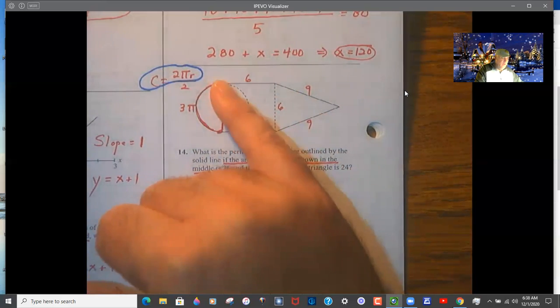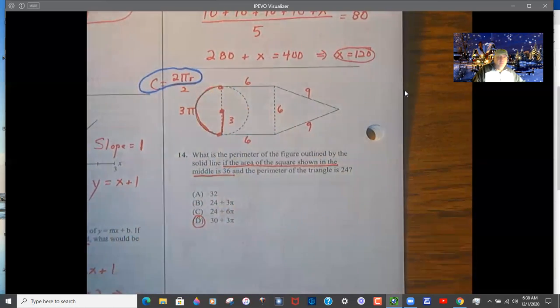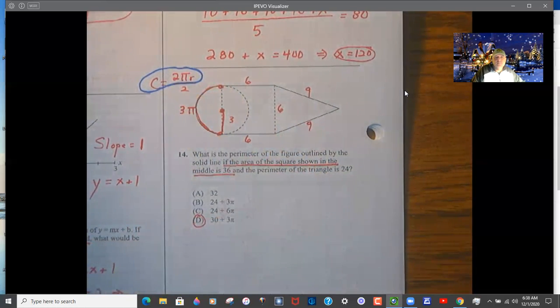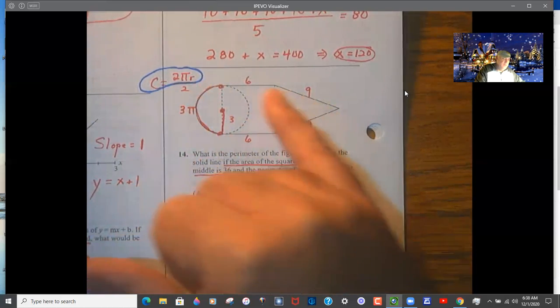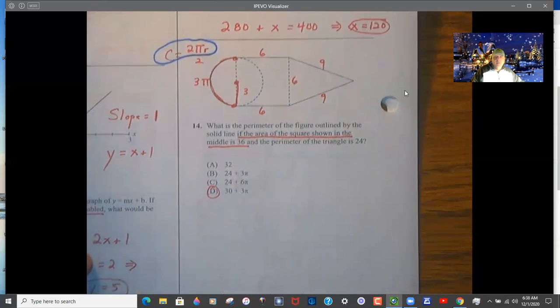So you need to figure out what this length is now. So 2 pi r is the entire circumference, but we need to divide by 2 because it's half. So pi times r, so that makes this 3 pi. So you just add these numbers, 30, 15 and 15 plus 3 pi is that final answer.